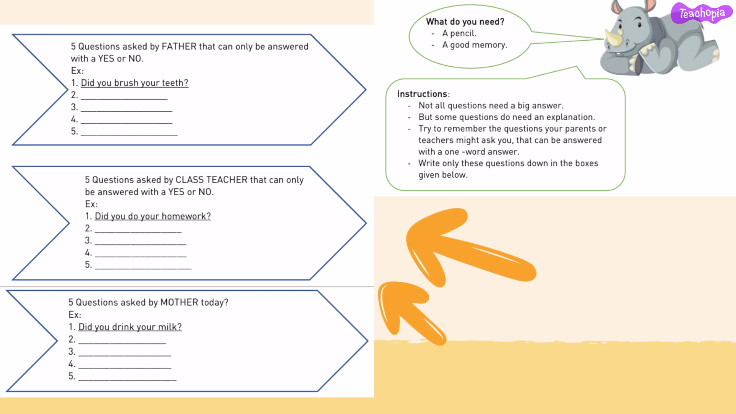First, we had 5 questions asked by the father, and that can only be answered with a yes or a no. So the father here has asked, did you brush your teeth? Our learner can write either a yes or a no. It can be, yes, father, I did brush my teeth, and no, father, I did not brush my teeth. When it comes to the class teacher, did you do your homework? Yes, ma'am, I did my homework. No, ma'am, I'm sorry, I did not do my homework. So yes and no are the one word answers which the learner can use for the questions that they have framed in activity 1.